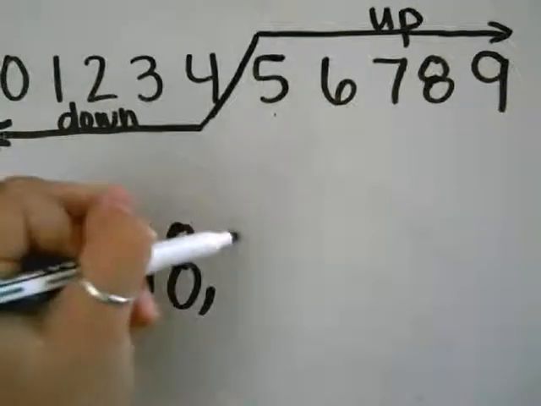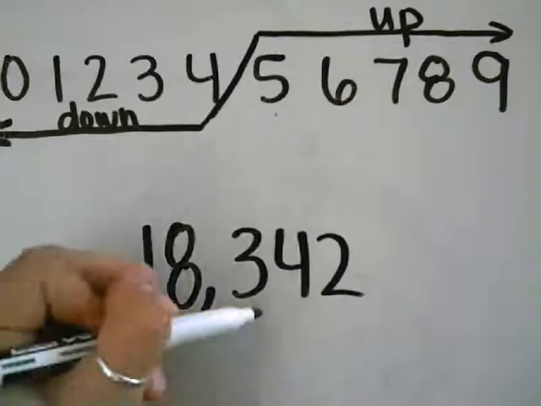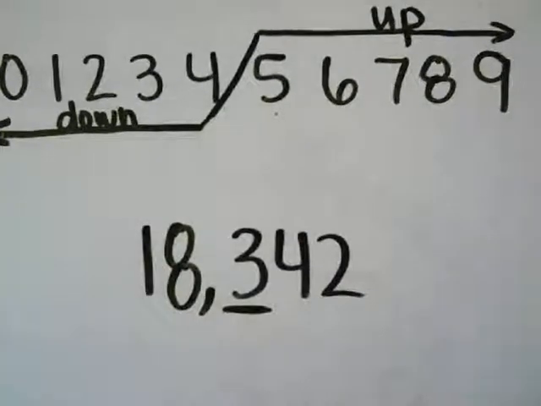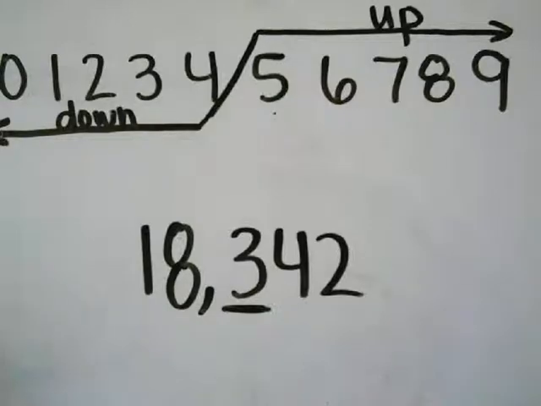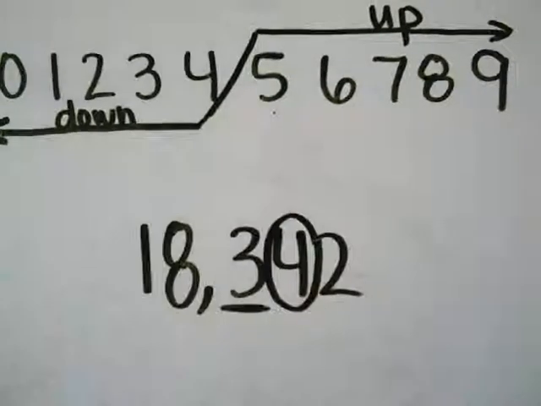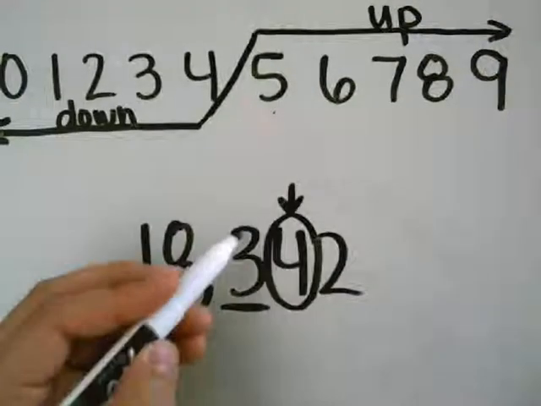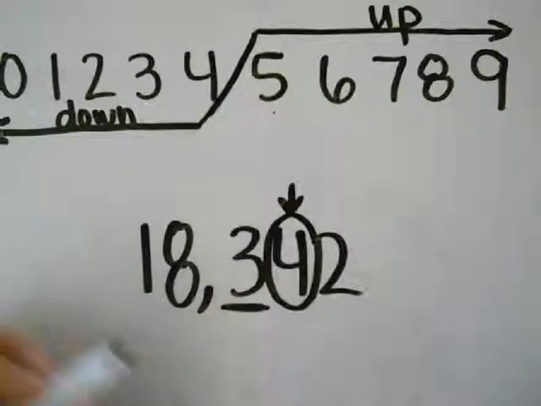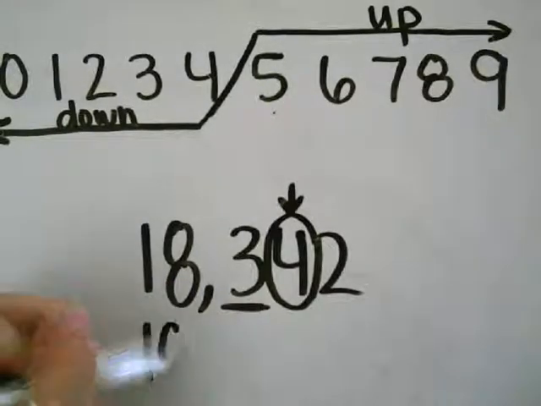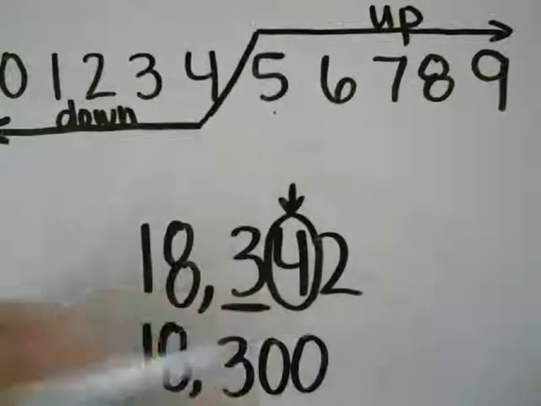Let's round this one to the hundreds place. The hundreds place is the 3. So we're going to use the 4 to help us. And the 4 tells us to round down. So we're going to keep this number the same. We're also going to keep all the other numbers the same to the left. And change all the numbers to the right to a 0. So we end up with 18,300.